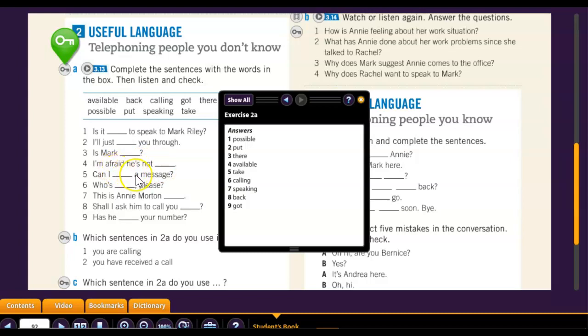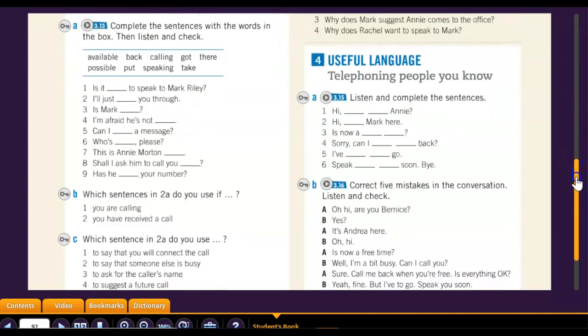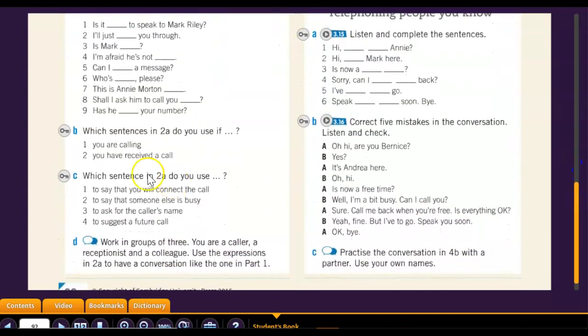Number 5, we have, can I take a message? ¿Puedo tomar un mensaje? Who's calling, please? ¿Quién está llamando, por favor? This is Annie Morton speaking. Está hablando Annie Morton. Number 8, shall I ask him to call you back? Le pregunto si puede llamarle de vuelta. Number 9, has he got your number? ¿Él tiene su número? Okay, very important phrases that you need to know and take notes in order to make the telephone call. And later we have letter B, which sentences in A do you use if you're calling? Okay, if you're calling, which of these phrases do you use for calling?